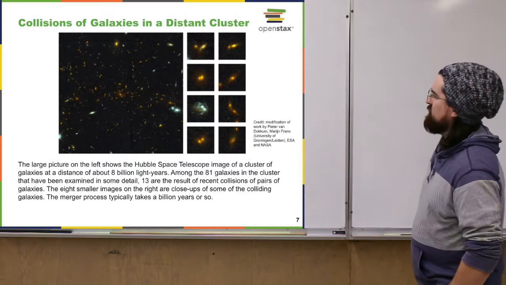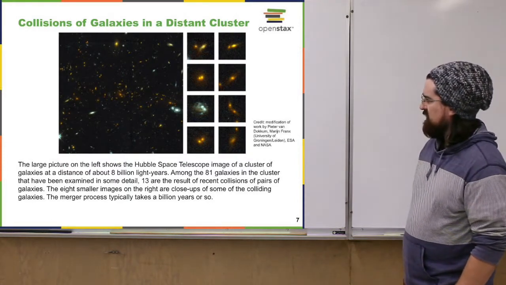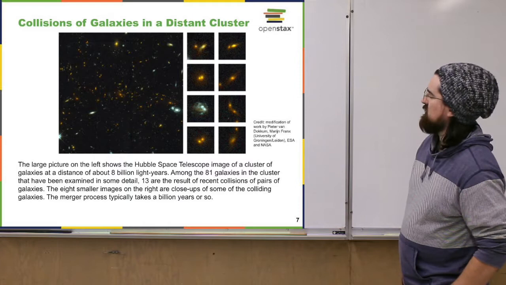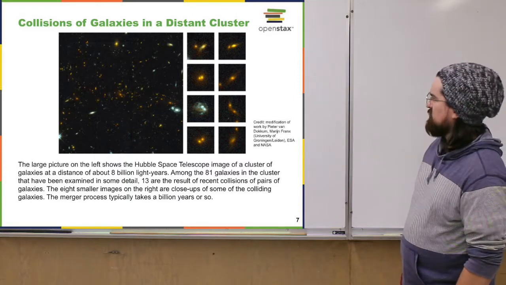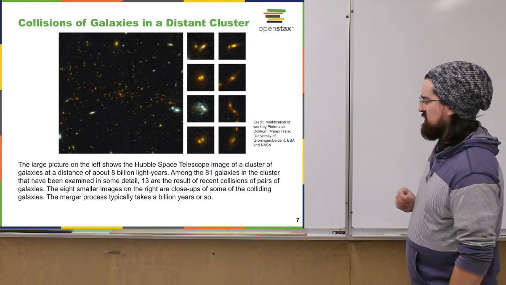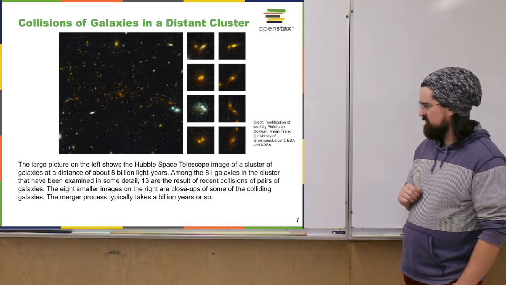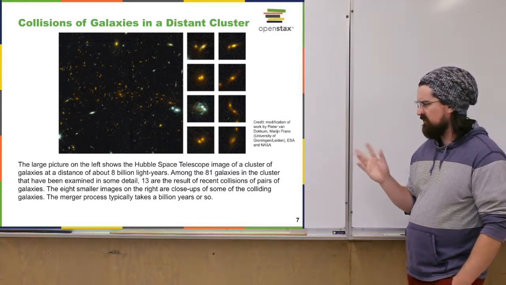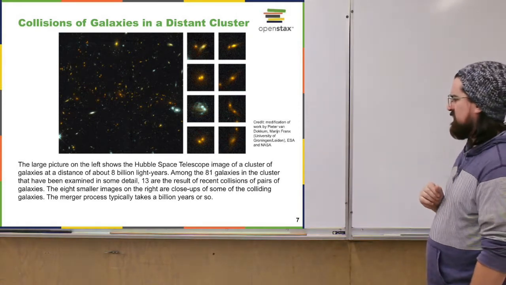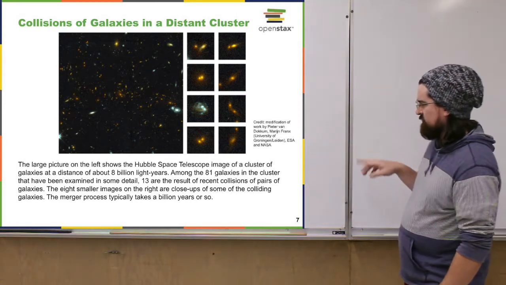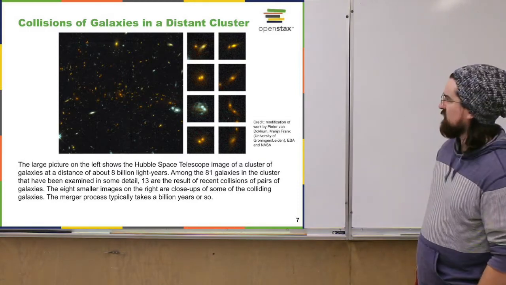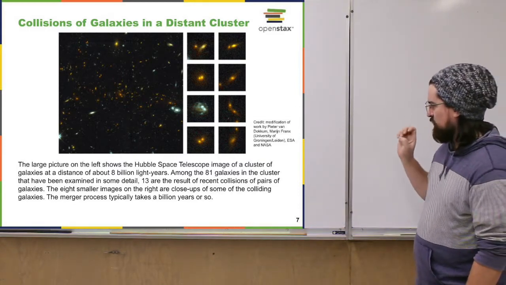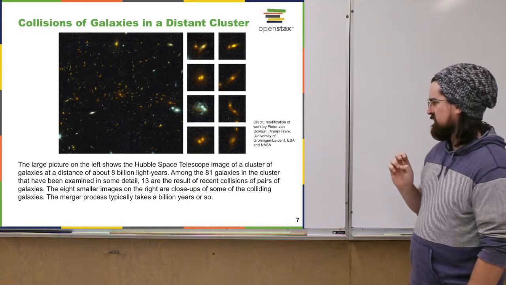Here are some more images of pretty distant galaxies that seem to be going through a lot of collisions and mergers. There's a grouping, or a cluster of galaxies, about 8 billion light years away. So when the universe was maybe 5 billion years old, something like that. And there's a bunch of galaxies, something like 80 galaxies in this cluster, and at least 13 are results of mergers and collisions.